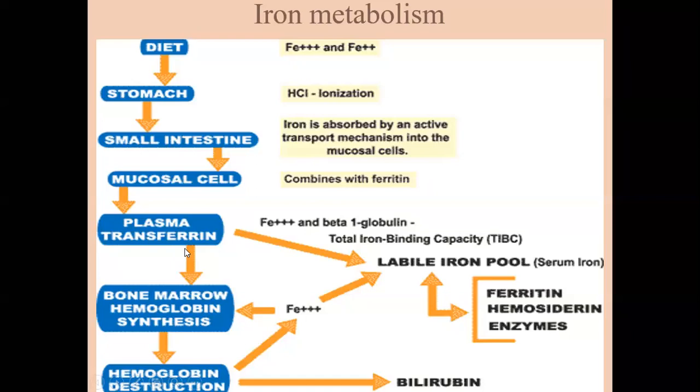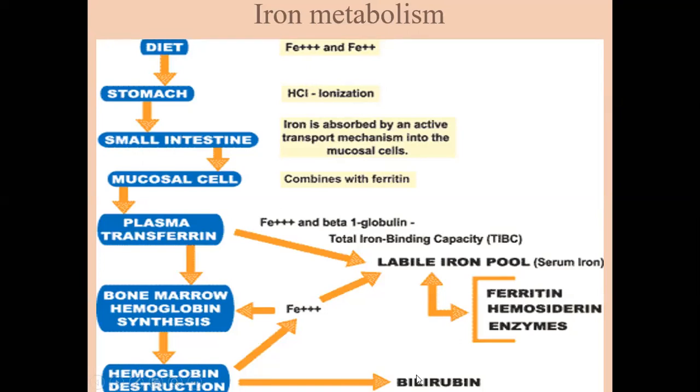So then you need bone marrow. Most of the iron goes to the bone marrow for hemoglobin synthesis, in the form of ferric. Some amount is stored as ferritin and hemosiderin, and some is utilized for enzymes like cytochrome B, and a minimum amount for myoglobin that is present in the muscle. And when this RBC lyses after its lifespan of 120 days, this hemoglobin comes out and splits up to form bilirubin. All that you must have read in physiology.